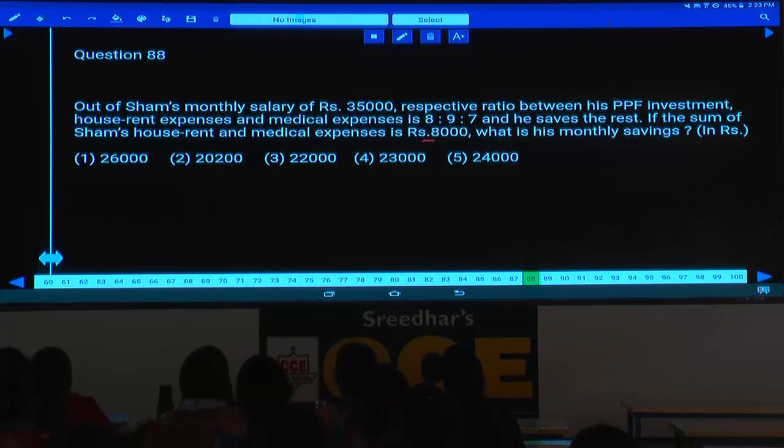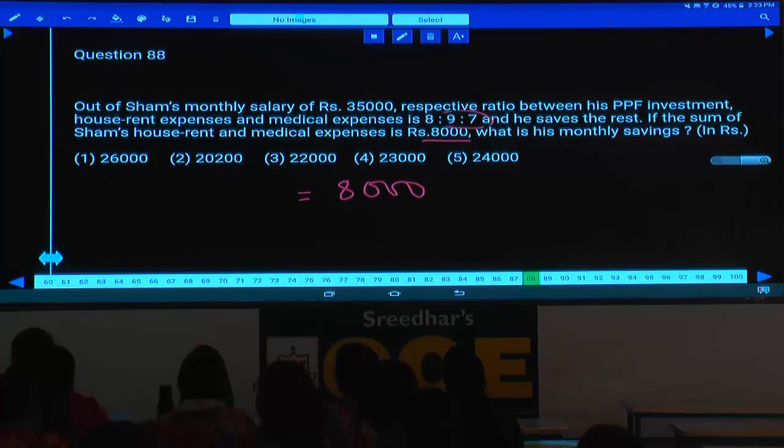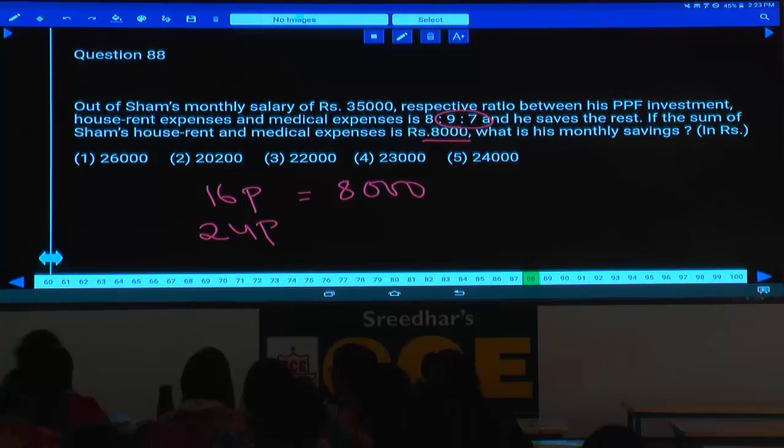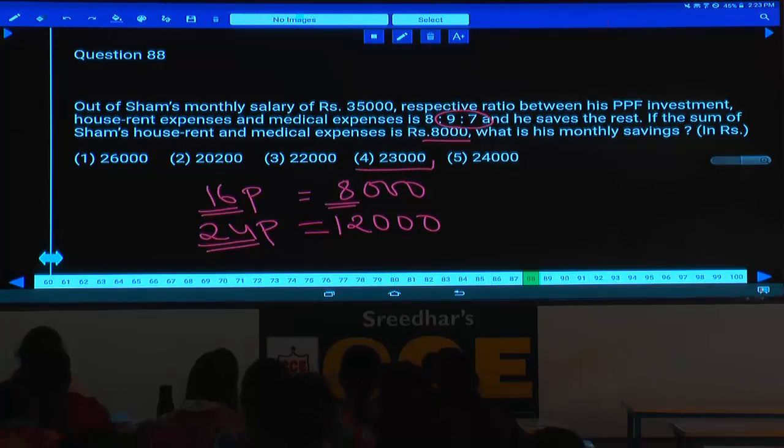Now you are given 8,000. 8,000 is spent on house rent and medical expenses. House rent and medical expenses are the second part and third part. Together how many parts do we have? If 16 parts is equal to 8,000, total expenses are 16 along with 8 parts, total 24. 16 is half of that, 24 is half of that, and 3 zeros. So total expenditure is 12,000. Out of 35,000, if expenditure is 12,000, the remaining 23,000 is savings.